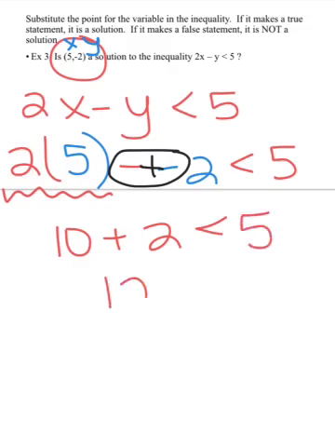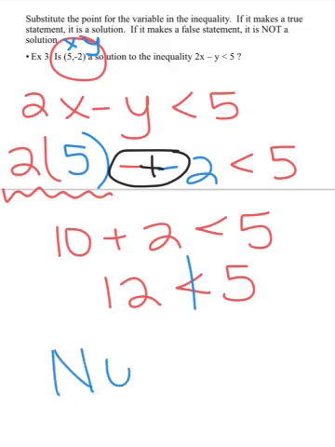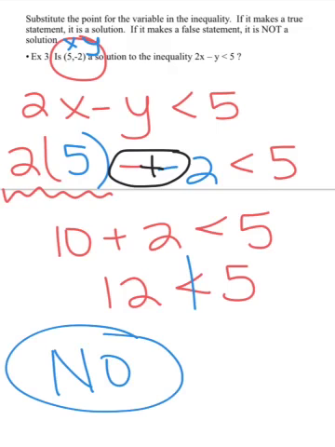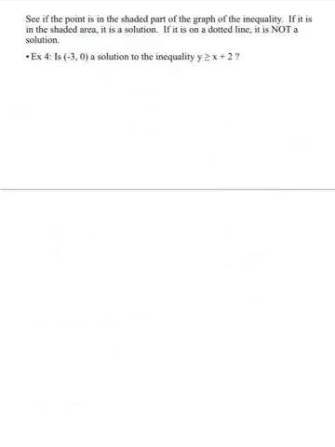10 plus 2 is 12. 12 less than 5. Is 12 less than 5? No, it's clearly bigger. So is (5, -2) a solution? No, it is not. Okay. We would have shaded one side of the line. This point would have ended up on the non-shaded section if we were looking at a graph.